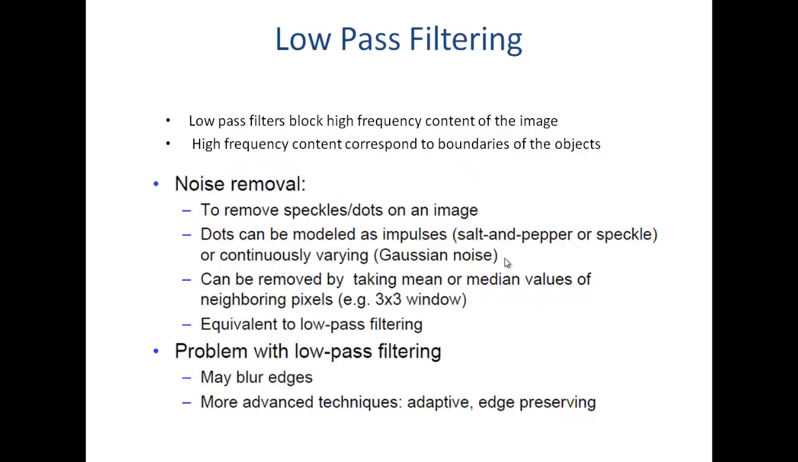The low pass filters block high frequency content of the image and allow the low frequency to pass through it. Since the high frequency content corresponds to the boundaries of the objects, they blur the images. They can be used for noise removal, which can be modeled as impulses or salt and pepper noise, or continuously varying noise such as Gaussian noise. They can be used by taking the mean or the median values.